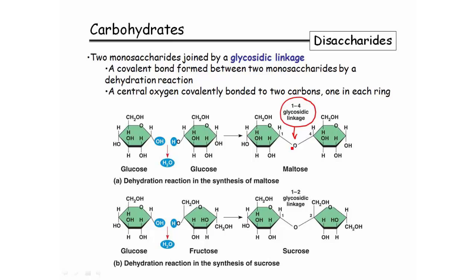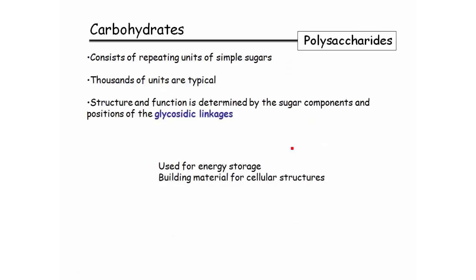Now, we can hook together two of the exact same monosaccharides as you see in A, or we can hook together two different ones. But even if we hook together two different ones, the method will still be the same. It will still be a dehydration reaction, and it will still form a glycosidic linkage in the middle. If we perform even more dehydration reactions, that's where we end up with what we call a polysaccharide.